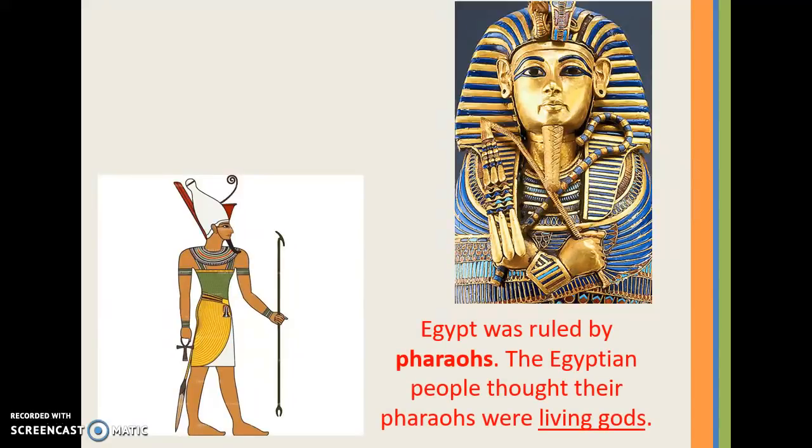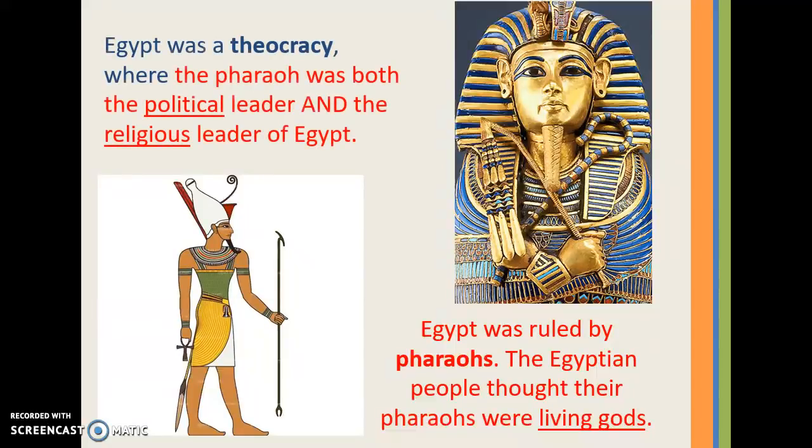Egypt was ruled by pharaohs. The Egyptian people thought that their pharaohs were living gods. The pharaoh is like the king. Egypt was a theocracy, but the part I want you to know is that the pharaoh is both in charge of politics, so they're the political leader, and the religious leader of Egypt.